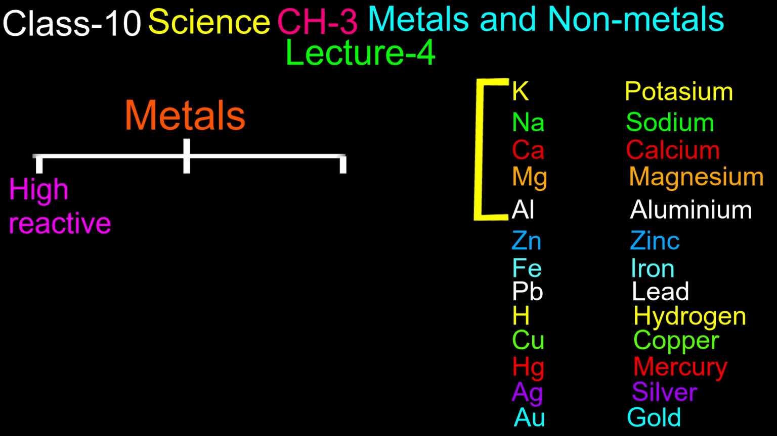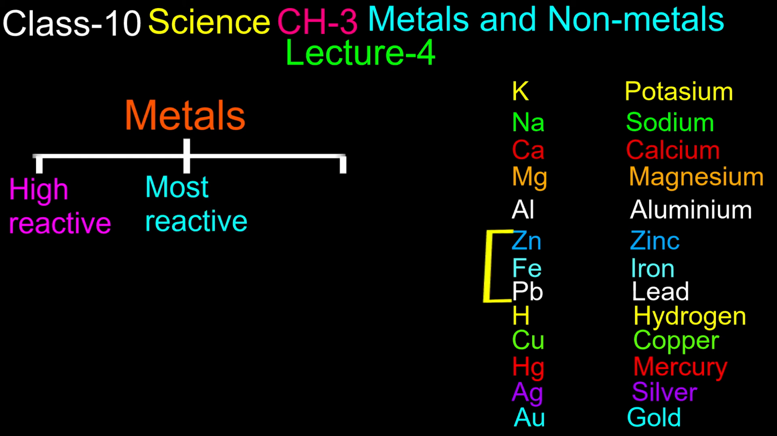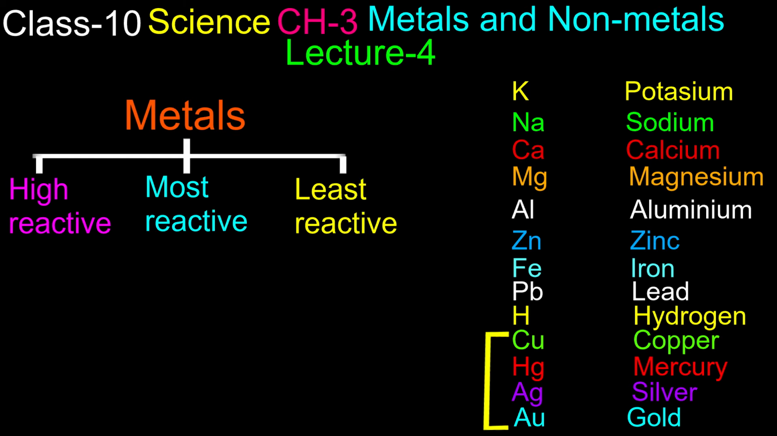First, metals at the top of reactivity series, for example all S block or first and second group metals, and some of P block metals also. Second, metals in the middle of reactivity series, for example most of the D and P block metals like zinc, iron and lead. And third are the metals that lie at the bottom of the reactivity series. For example, copper, silver, gold and platinum.